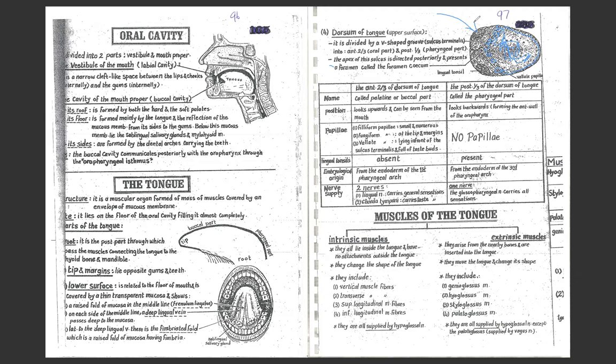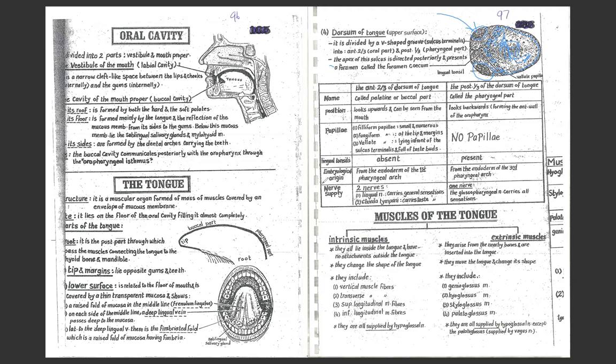Now, the posterior has no papillae. But what do we have in the posterior? Look. Lingual tonsils. We have lingual tonsils on the posterior one third. Yes, lingual tonsils are present on the posterior one third.